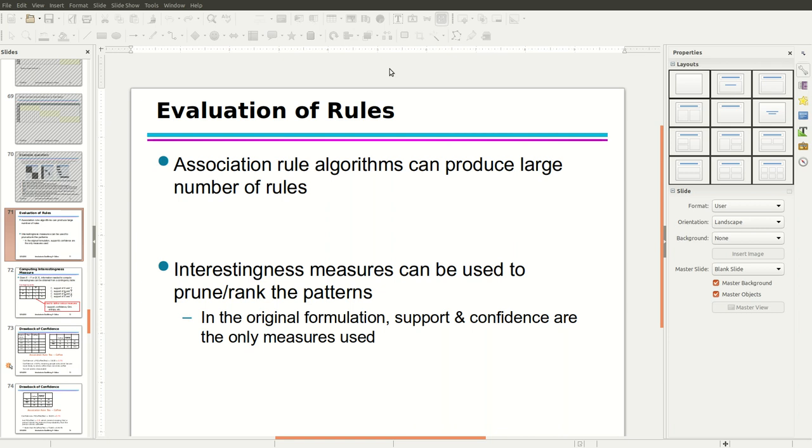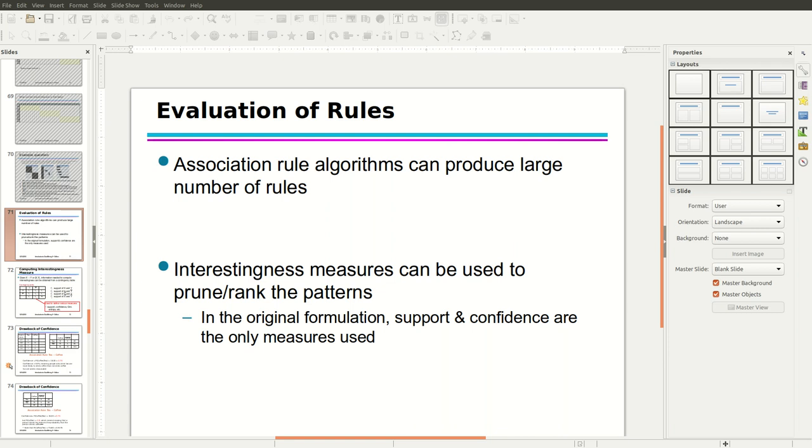Hello, welcome back. Today we will discuss evaluation of rules. So far we talked about how to generate item sets that we can then use to generate rules. But once the rules are generated, we need to decide if those rules are valid or not, necessarily valid, but whether it makes sense or it's useful.